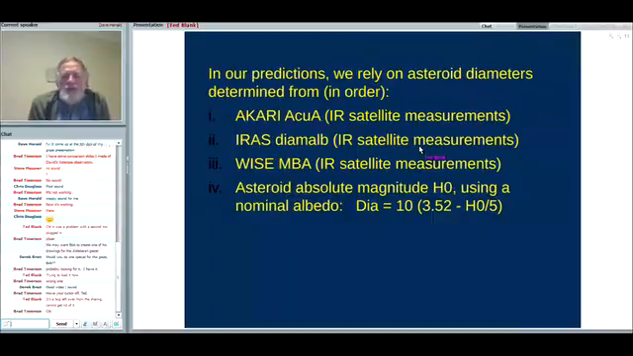And finally, a very crude measurement: we use the asteroid absolute magnitude H0 and a nominal albedo, and we derive the diameter as 10 raised to the power of (3.52 minus H0) on 5. Next slide.